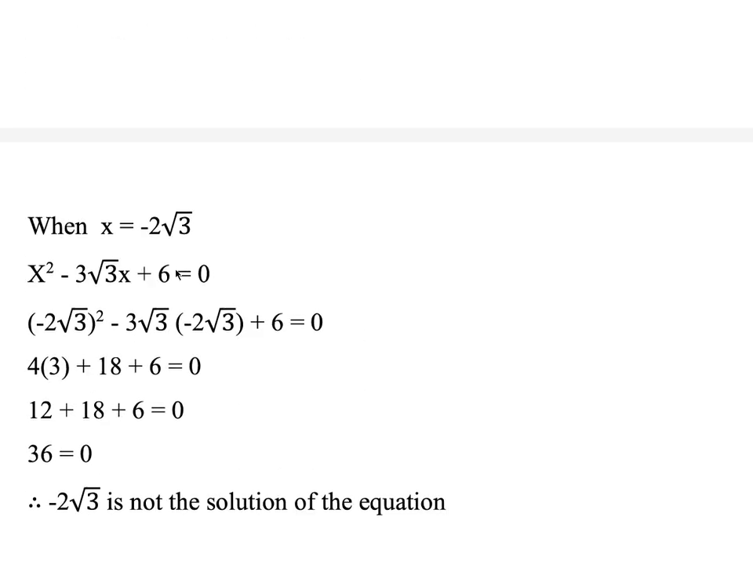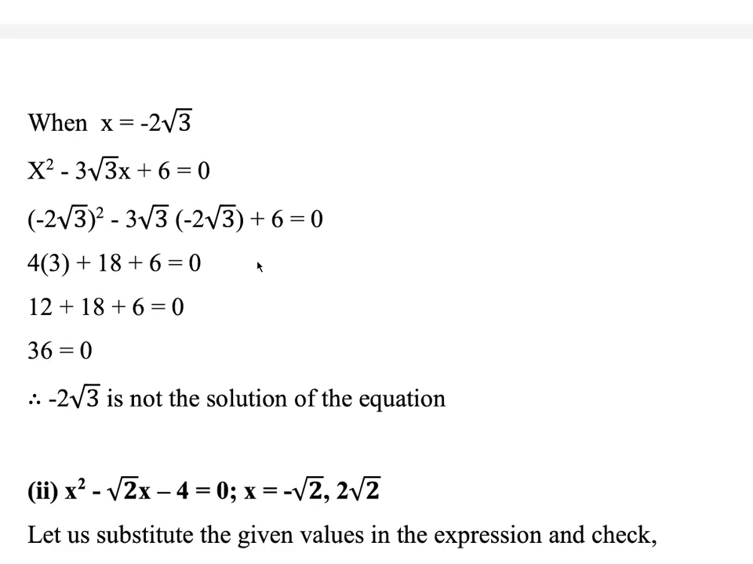Now put x is equal to minus 2 root 3. So the same way in place of the x we have to put minus 2 root 3. So minus 2 root 3 square minus 3 into root 3 into minus 2 root 3 plus 6. So your left hand side figure will be 36. So 36 is not equal to 0. So we can say that minus 2 root 3 is not the solution of the equation.